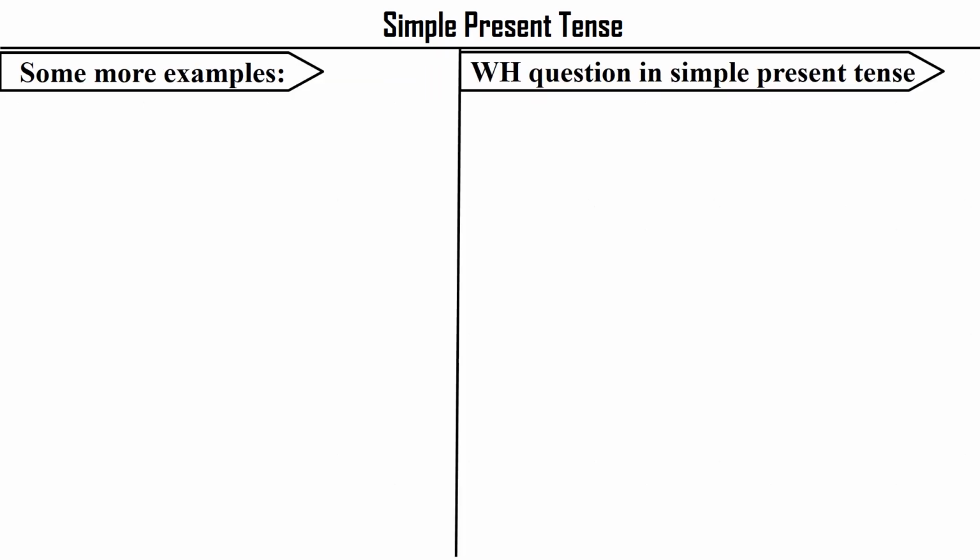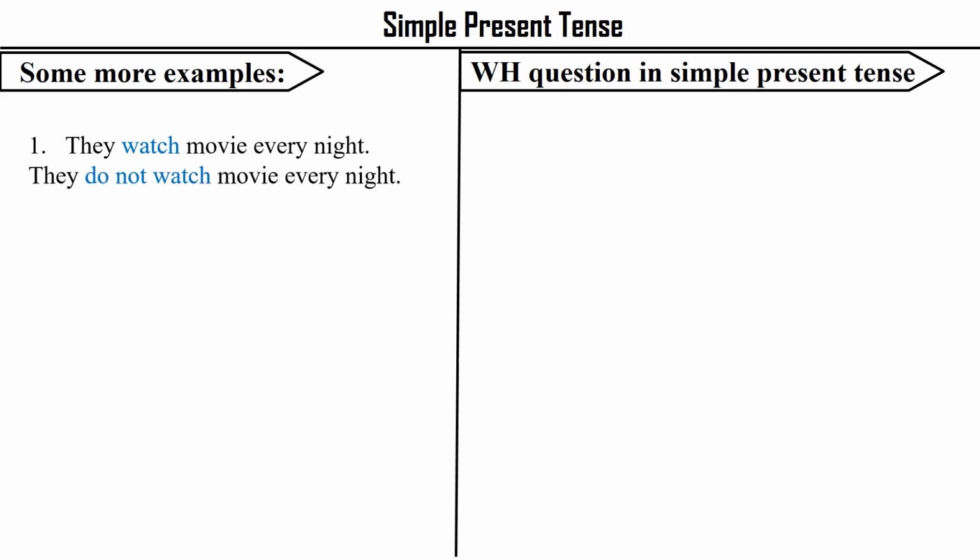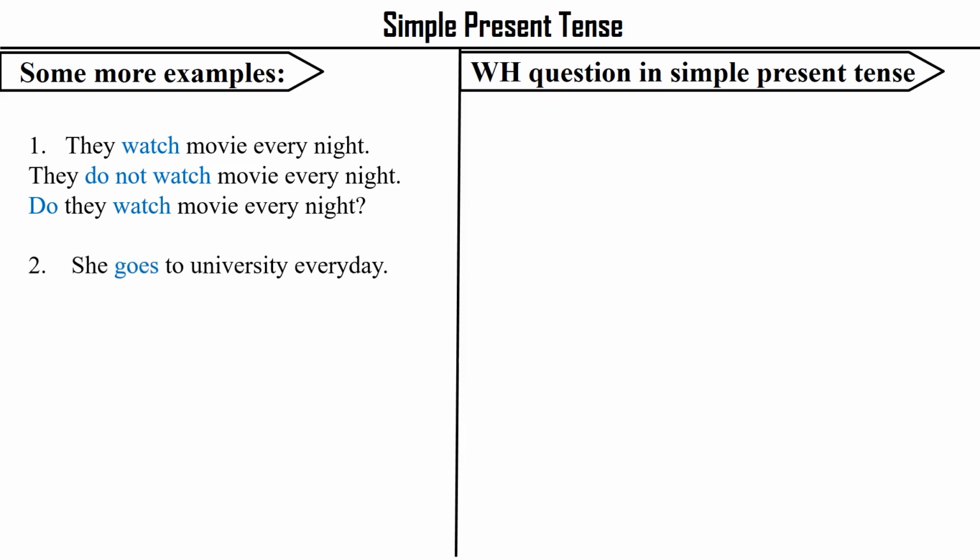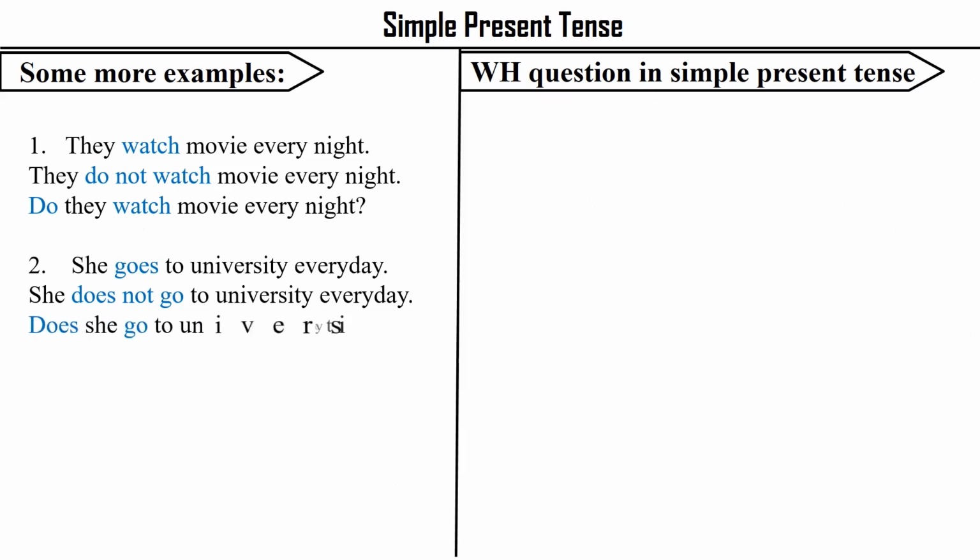Some more examples. They watch a movie every night is the positive form. They do not watch a movie every night, negative form. And do they watch a movie every night is the interrogative form. She goes to university every day, the positive form. She does not go to university every day is the negative form. And does she go to university every day is the interrogative form.